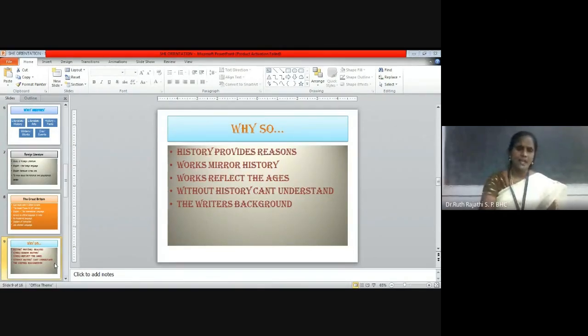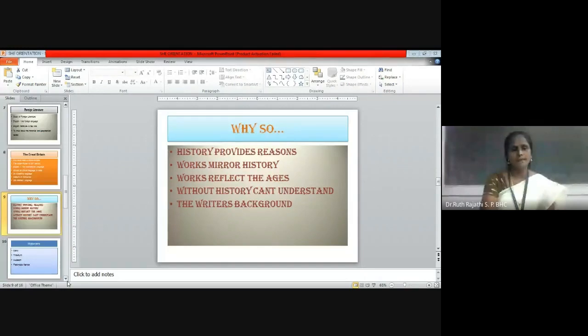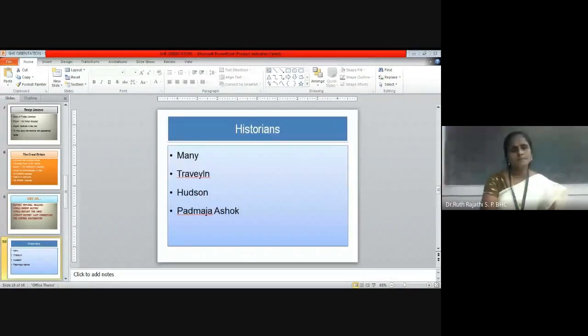And moving to the next thing, we have historians. I'm not talking about the general historians. You have so many historians, right? History department is a separate discipline. If you go there, you can see quite a number of books in history. But in this particular slide, I have given the historians who wrote about England's history, English writers' history.